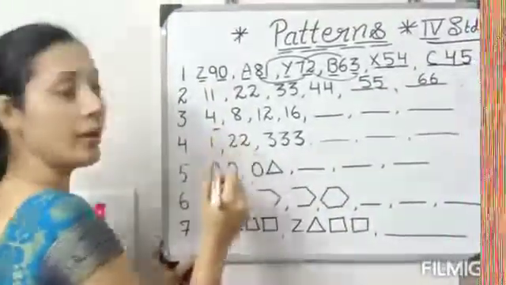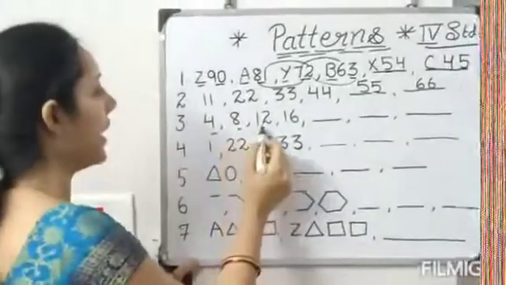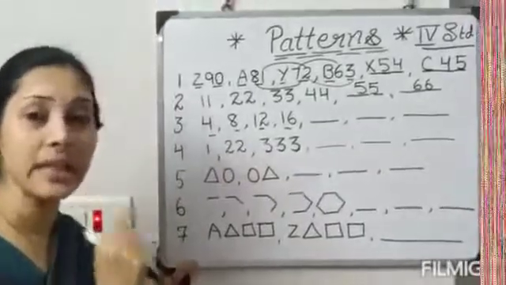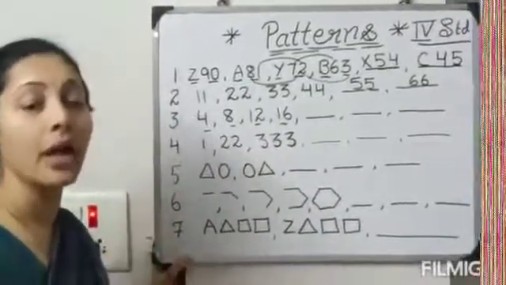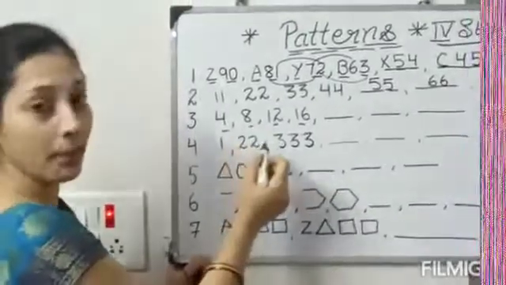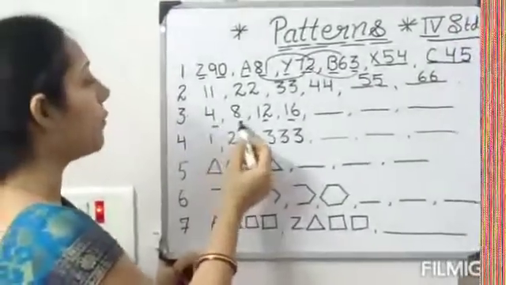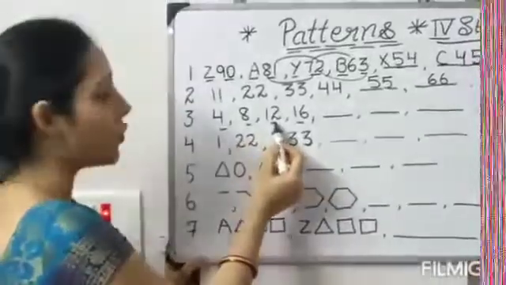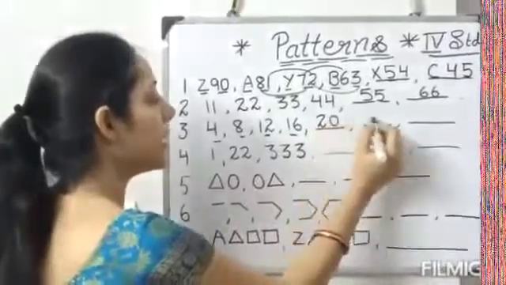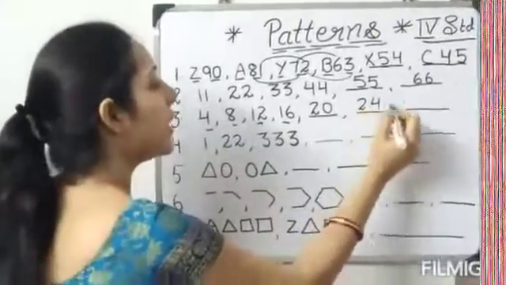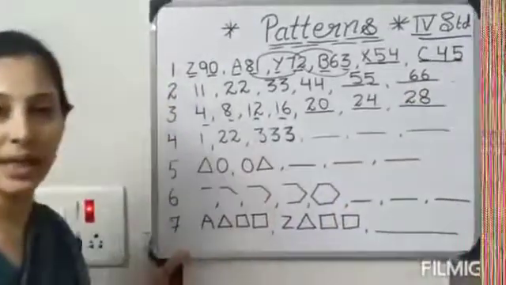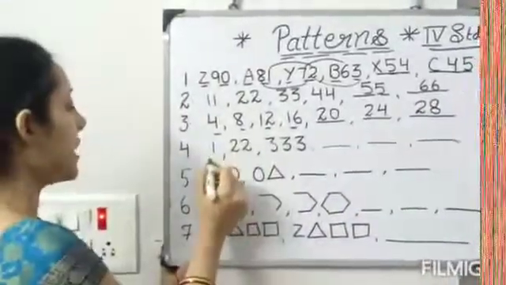Now what is the number here? 4. So 4, 8, 12, 16. Think in your mind which table is going on. So what is the table going on, students? 4 table. 4 1s are 4, 4 2s are 8, 4 3s are 12, 4 4s are 16, 4 5s are 20, 4 6s are 24, 4 7s are 28. Very good.